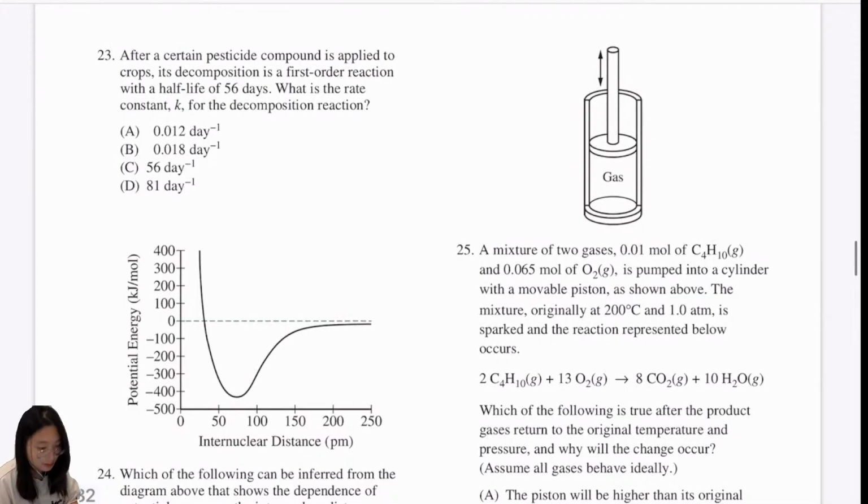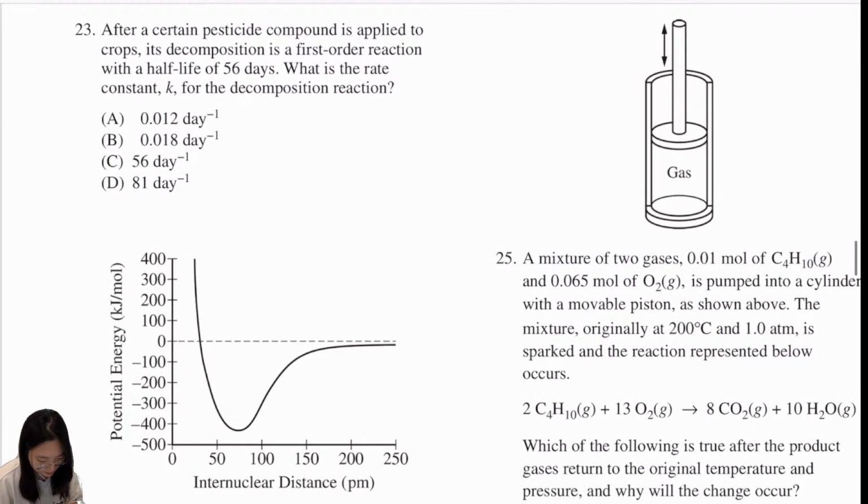Okay, and next one is question number 23. After a certain pesticide compound is applied to the crops, the decomposition is a first order reaction with a half-life of 56 days. First order reaction is the only one that has a constant half-life. And what is the rate constant?